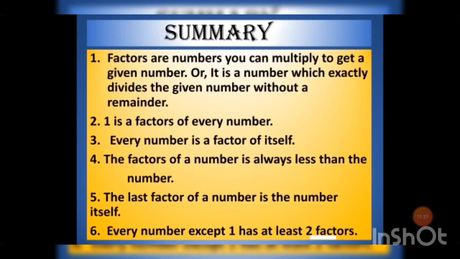Now, every number except 1 has at least 2 factors. This covers everything we have learned today. Please don't forget this point. This is our summary, okay?